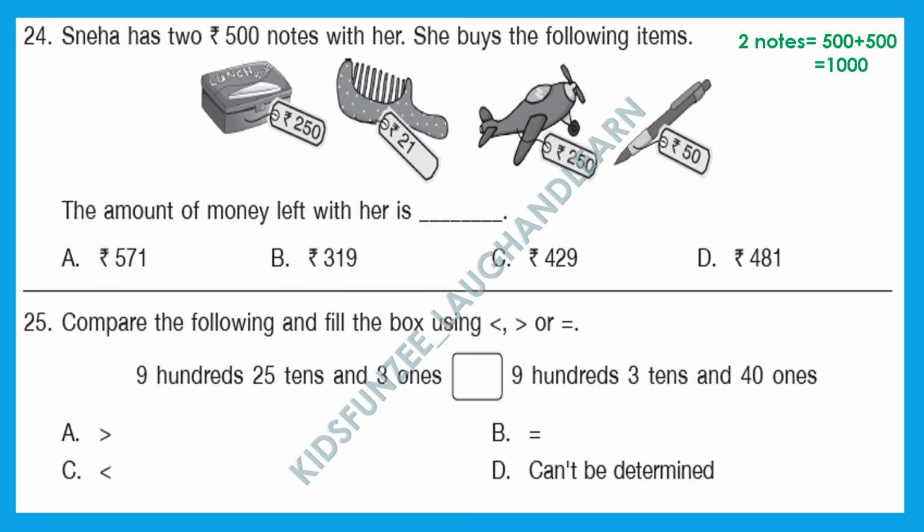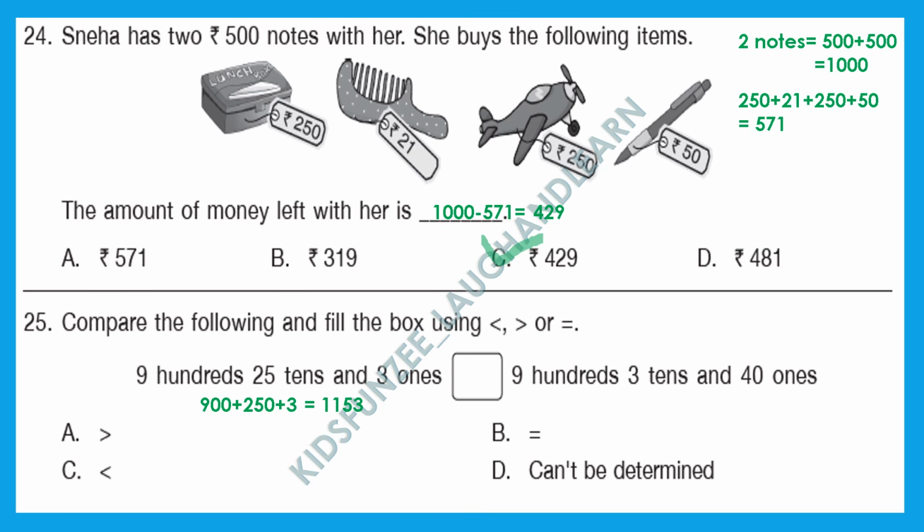Now let's see how many items cost how much, and then we'll add so that we will know how much money was spent by Sneha. 250 plus 21 plus 250 plus 50 is equal to 571. So she spent 571 rupees out of her 1000 rupees. The amount left with her would be, we have to do the subtraction. So 1000 minus 571 gives you 429 rupees. So the money left is 429 rupees, which is option C.